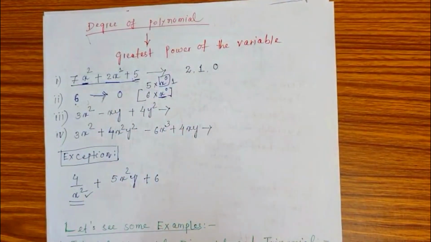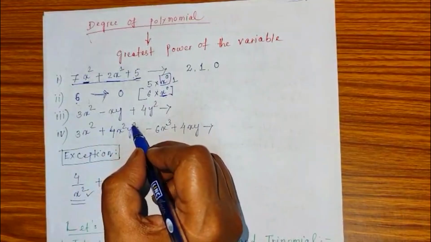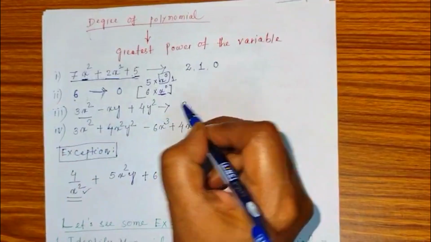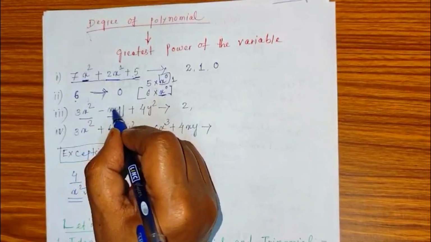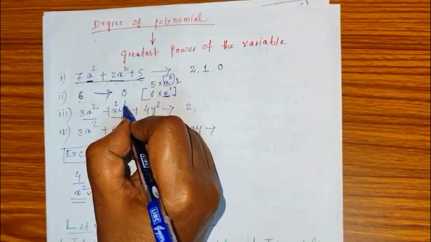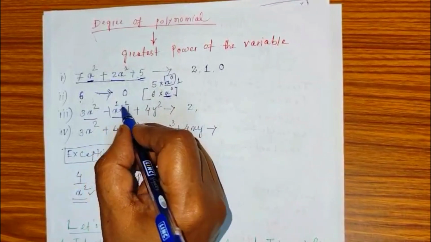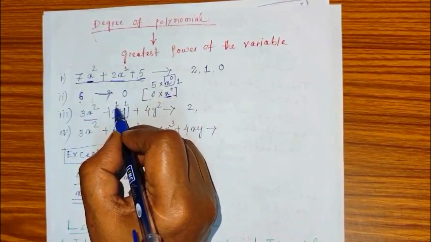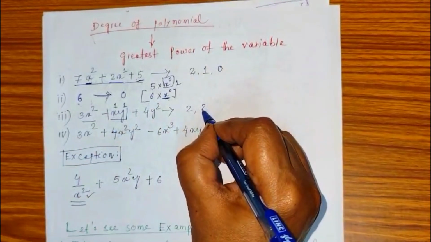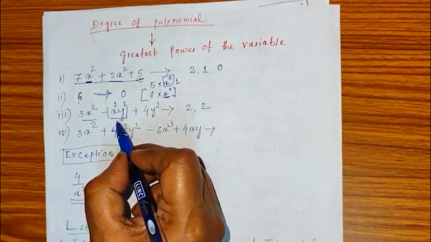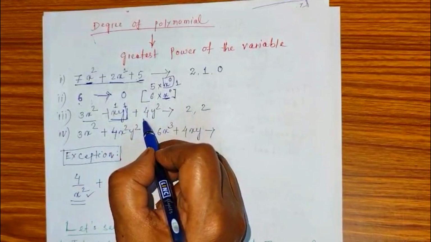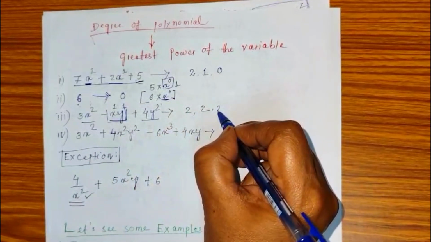If we see this third one, 3x square minus xy plus 4y square. See here, the degree for the first term is 2. Then in this case, xy is nothing but x to the power 1, y to the power 1. So if there are two variables in a single term, you have to add both the powers. So 1 plus 1 is nothing but your 2. So here also the degree of this term is 2. Okay. Next 4y square. This power is 2.